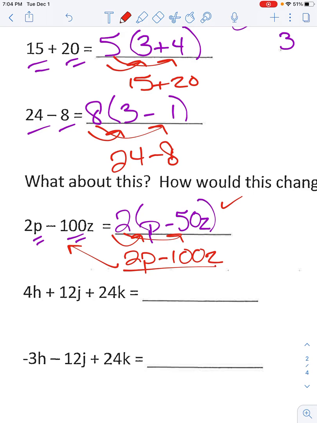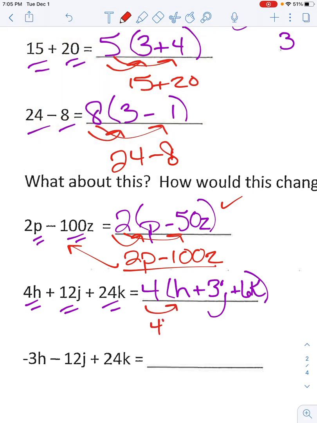4h plus 12j plus 24k, there's nothing to combine. They're all different variables, so we can't combine them. So you're looking at the numbers 4 and 12 and 24. What is the greatest factor that all three of them have in common? 4. All three numbers have a 4 in common. So we're going to factor out a 4. And instead of just 2 numbers inside the parentheses, we'll have 3. 4 divided by 4 leaves me with 1h. 12 divided by 4 leaves me with 3j. 24 divided by 4 leaves me with 6k.